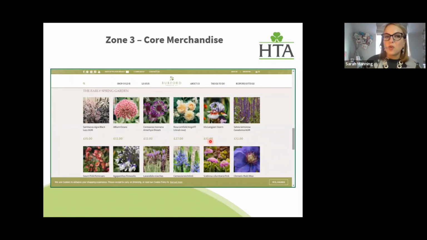Zone 3. Core merchandise. I think planting, you can easily see core merchandise. At the moment, we've got the early spring garden flowers, which I would say most customers are going to come on and are interested to see those products. So that makes up our zone 3.